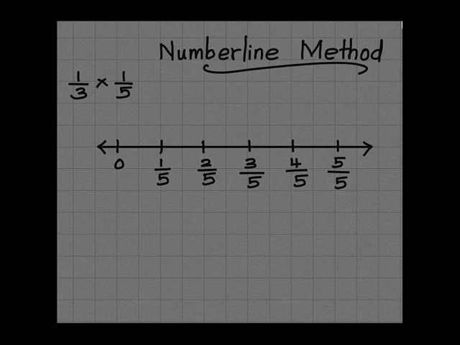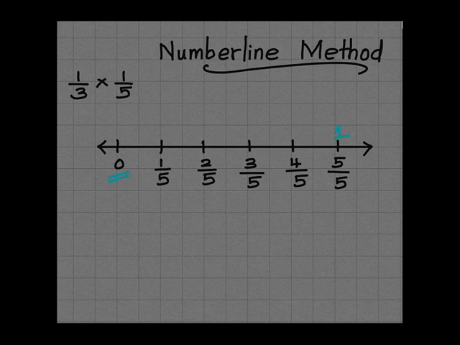Now let us learn about the number line method for multiplying two fractions. Fraction 1/3 and fraction 1/5. To represent this question on a number line, I have drawn a number line that shows from 0 to 1.